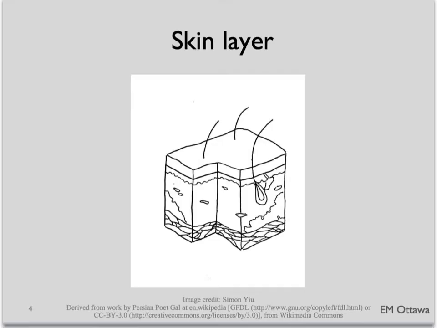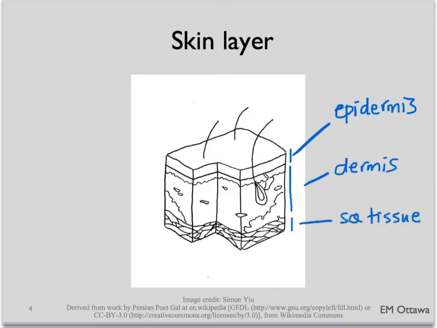The top part is the epidermis. Underneath that is the dermis. Underneath that is subcutaneous tissue. Under that would be bone, muscle, tendons, and so on.